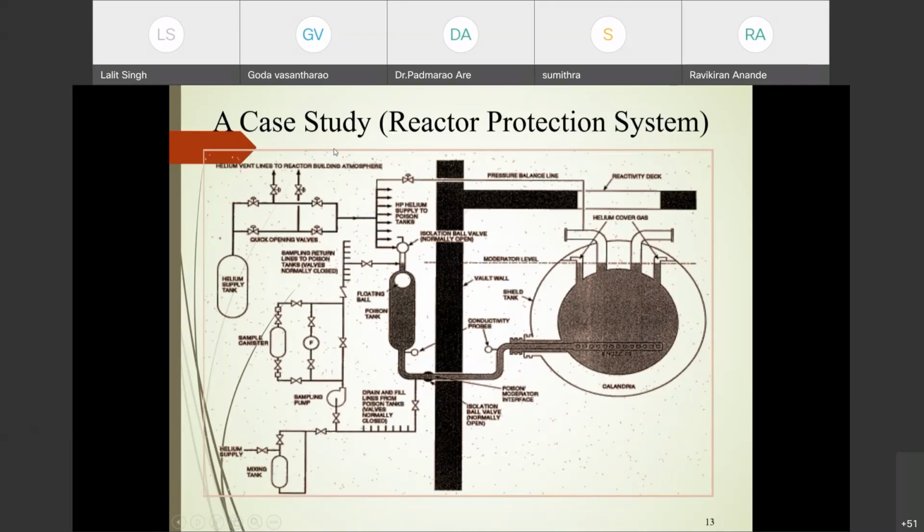When there is a requirement to shut down my nuclear reactor, first I should close the vent valve. Then I should open all the quick opening valves, also known as fast acting valves, so that the helium pressure does not release through the vent valves and it can be released to the floating valve and injected into the calandria. And whenever I want to restart the reactor, I have to reverse the action. It means first I have to open the vent valves and then close the quick opening valves.